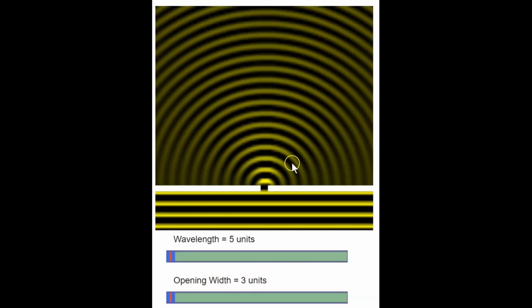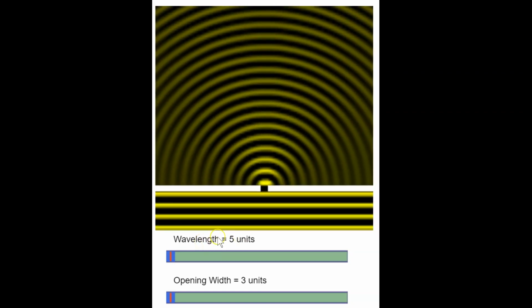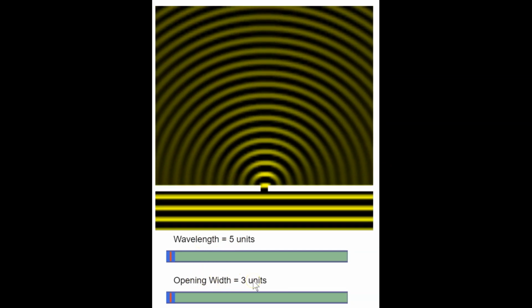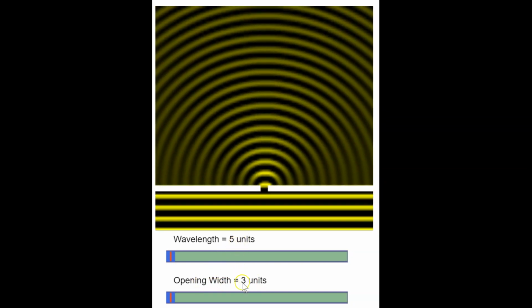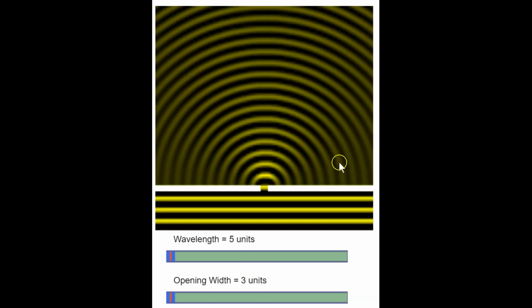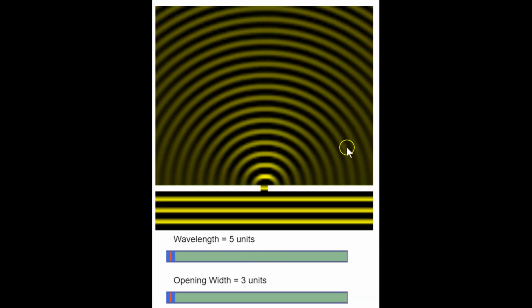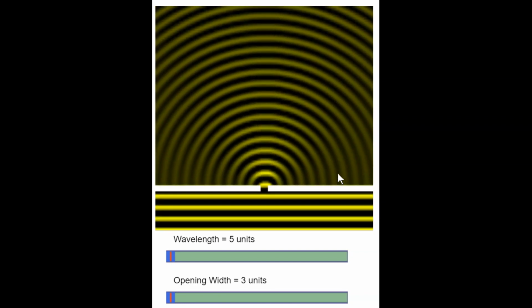So right now, with this water diffraction applet, if you look at the wavelength, it's 5 units. If you look at the slit opening, it's 3 units. So the diffraction parameter is the opening divided by the wavelength, so this is 3/5, which is 0.6. What you're seeing here is that because the diffraction parameter is small, you don't really see very much diffraction, because the wave is essentially being spread out all over the place.